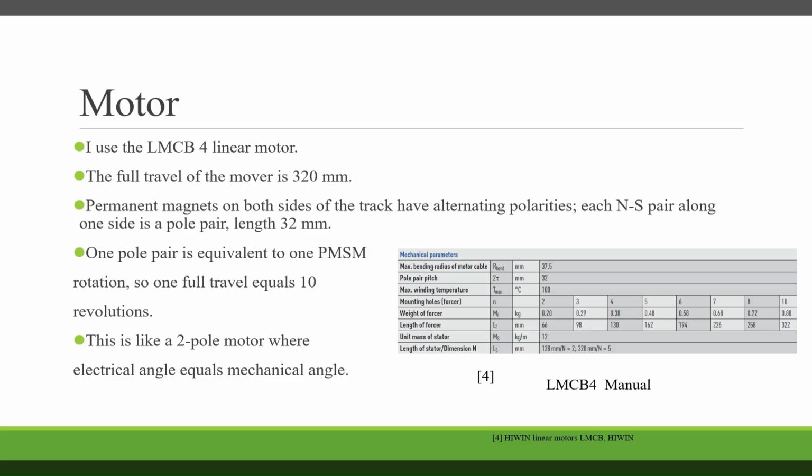One pole pair is equivalent to one permanent magnet synchronous motor rotation. So one full travel, the 320 millimeter, equals 10 revolutions. This is like a two-pole motor where electrical angle equals mechanical angle. And the spec of the LMCB4 linear motor is provided here.